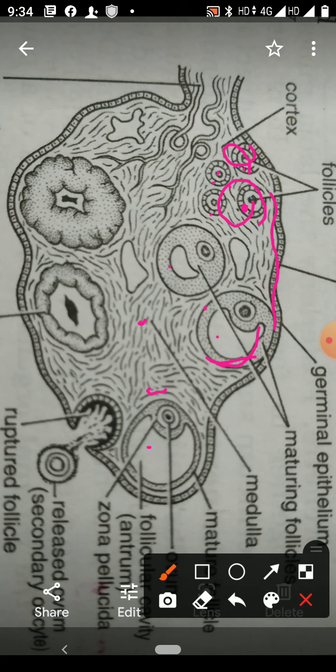The primary oocyte within the follicle grows and undergoes first meiotic division. After the first meiotic division, a secondary oocyte is formed and a small first polar body. The follicle in which the secondary oocyte and first polar body have formed then enlarges, and this is known as the Graafian follicle.